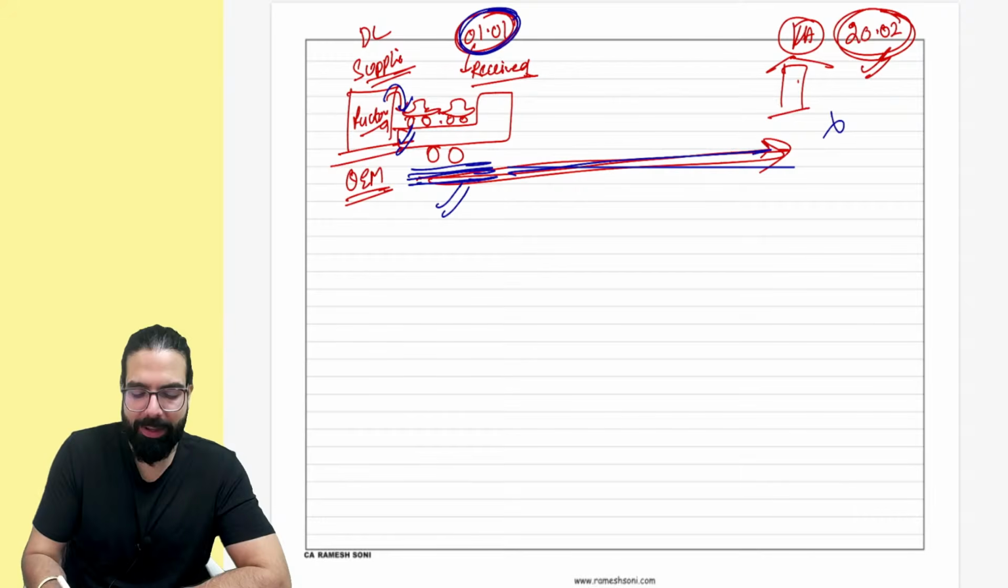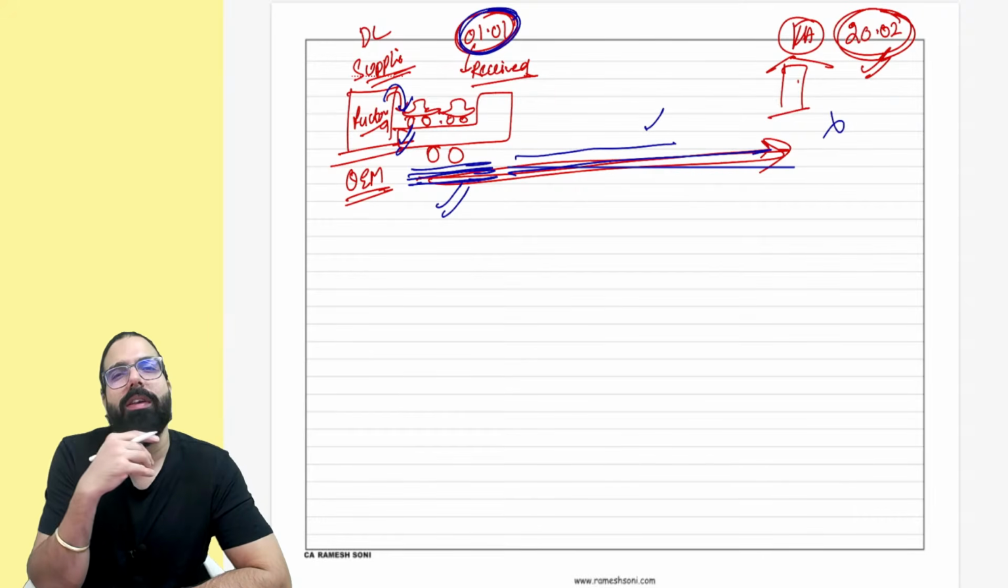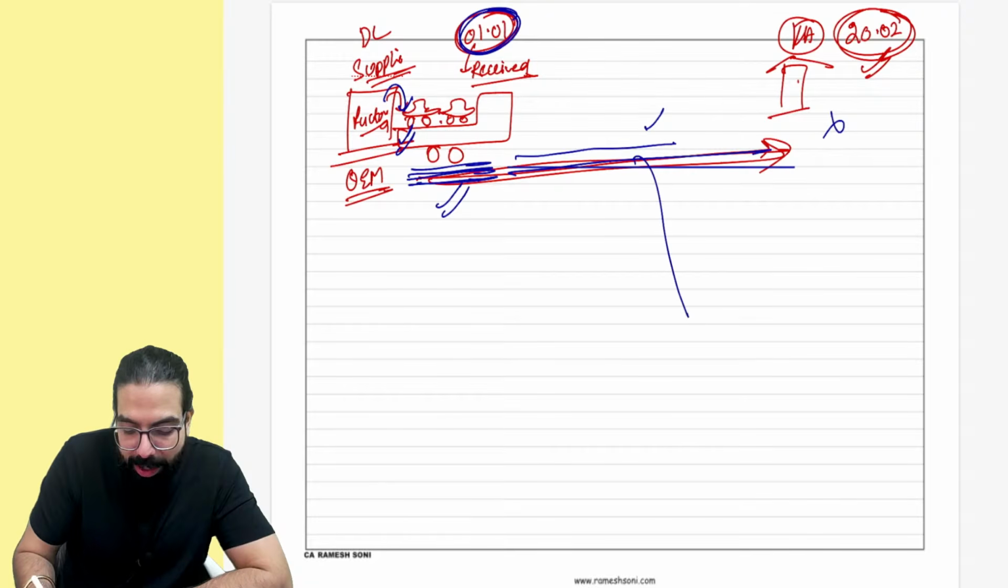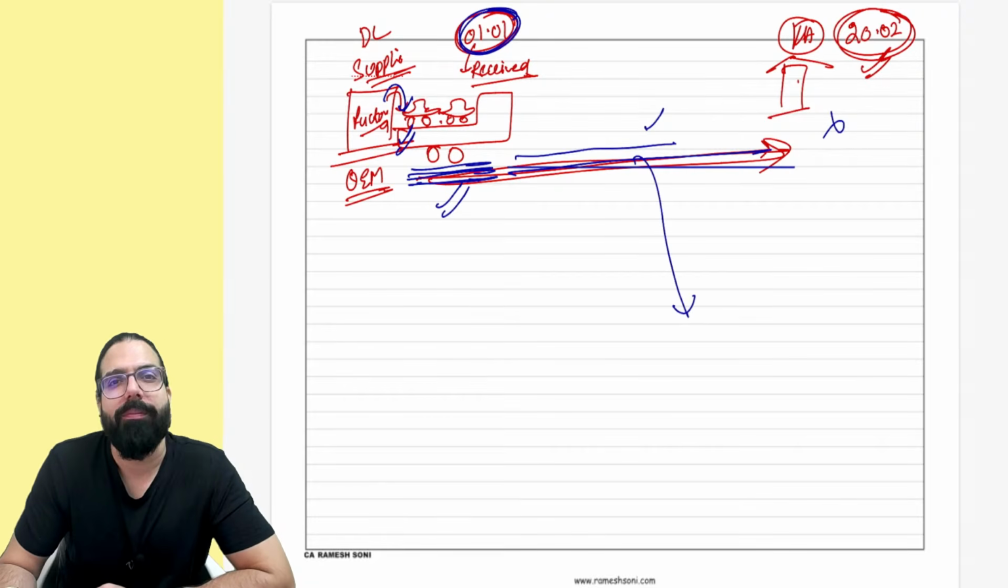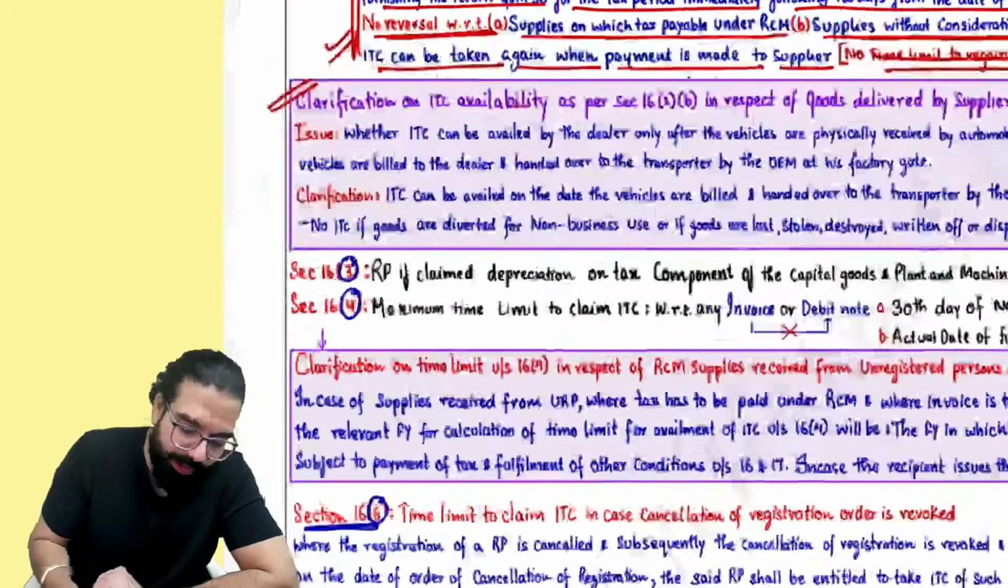Unless it happens that goods are coming on the way, there's a fire, goods burned, ITC also burned. Or I took some car for my personal purpose, then no ITC. They went ahead and told that's all.